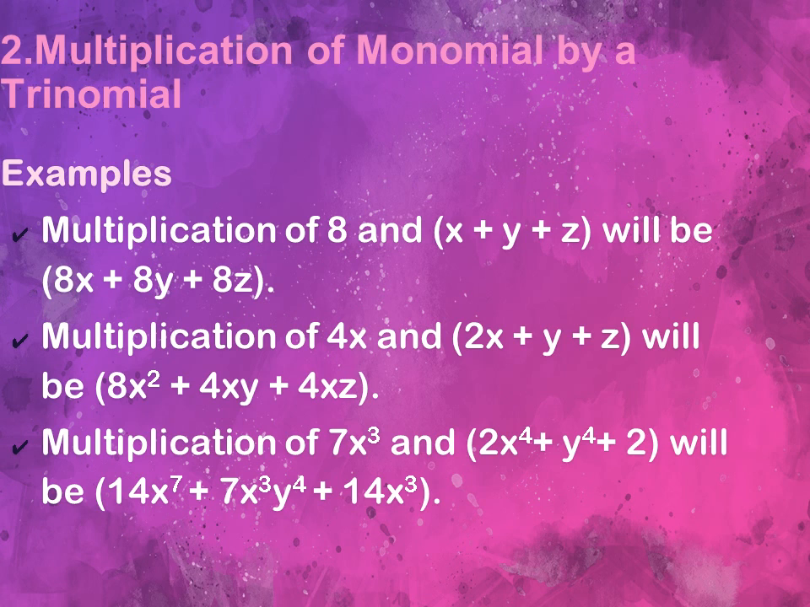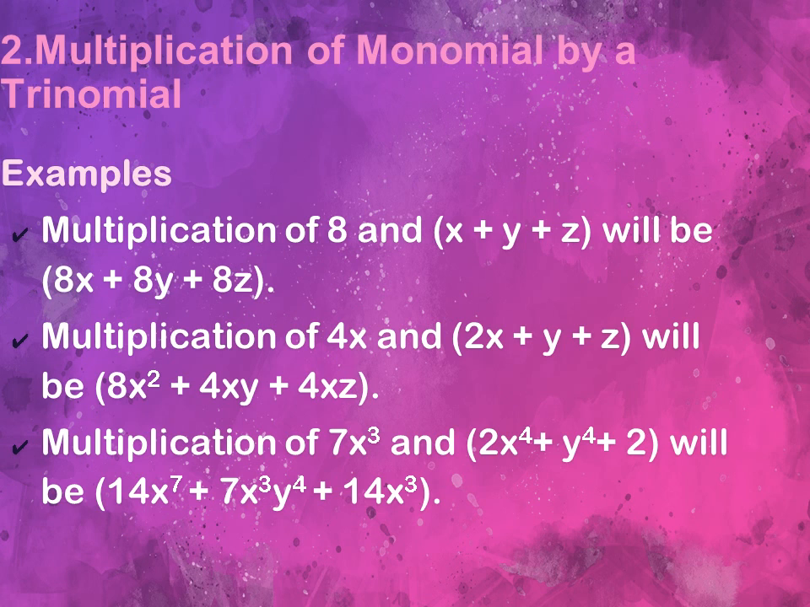Now multiplication of a monomial by a trinomial. This is the same as the previous case, as here we need to multiply the monomial with each term of the trinomial. For example, multiplication of 8 and x plus y plus z. Here we need to multiply this 8 with each term in the bracket. So 8 into x is 8x, plus 8 into y is 8y, plus 8 into z is 8z.